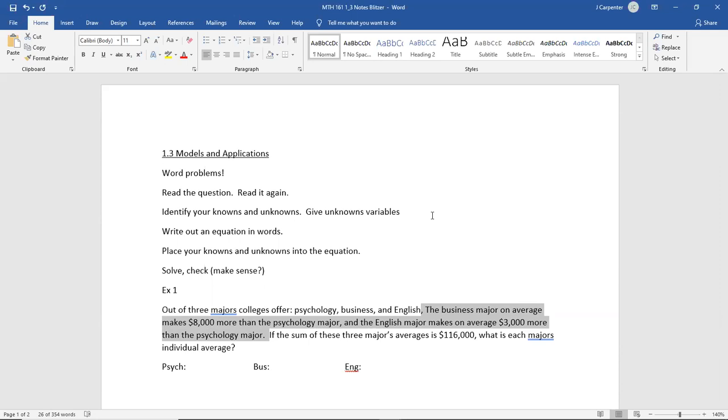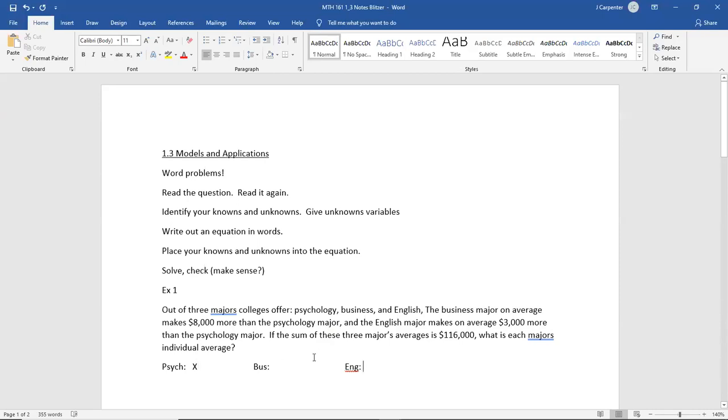So here's my super helpful, handy dandy tip. When you've got a whole bunch of different categories, like these three categories right here, any of them, or if there's just one of them that has nothing stated about it, then call it X. Call the one with nothing stated about it X. So the business major, blah, blah, blah. All right, so that says something about the business major. So we're not going to call it X. The English major makes blah, blah, blah. So we're not going to call the English major X. The one we don't have that statement for is the psychology major. So we're going to call the psychology major our X.